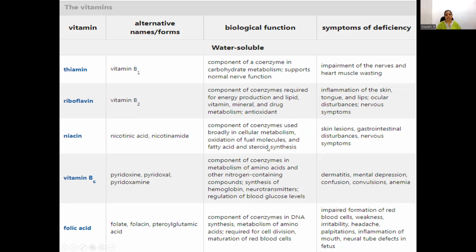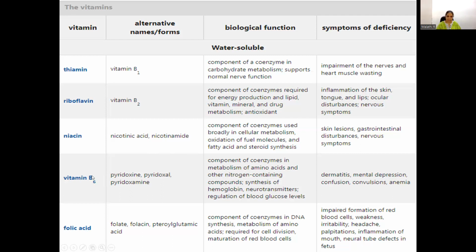And also for fatty acid and steroid synthesis. For the synthesis of fatty acids and also steroids in the body, niacin is used. The most important deficiency disease of niacin deficiency includes skin lesions, gastrointestinal disturbances, and nervous symptoms. So the symptoms related to nervousness also will be seen. And niacin also is present in most of the grains, cereals, fruits, and vegetables.